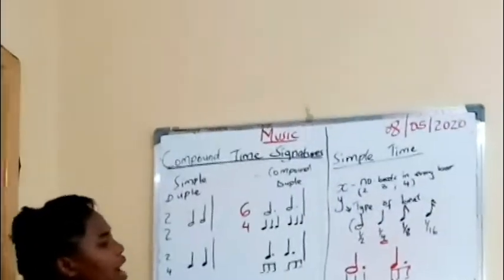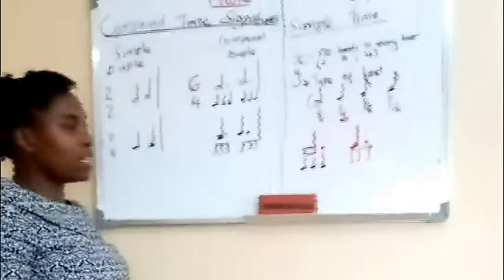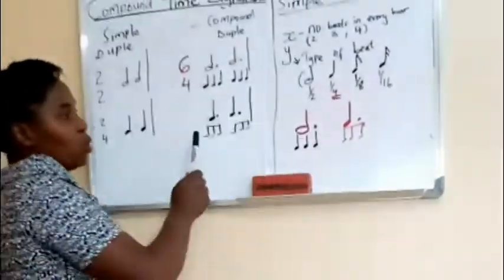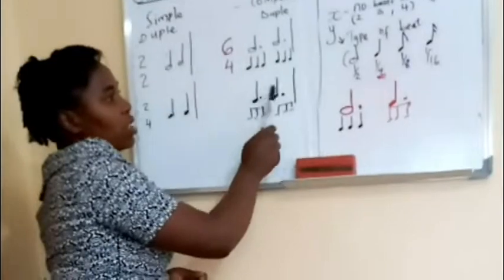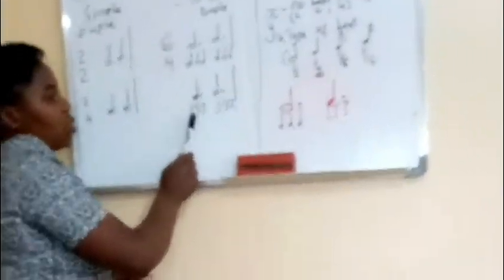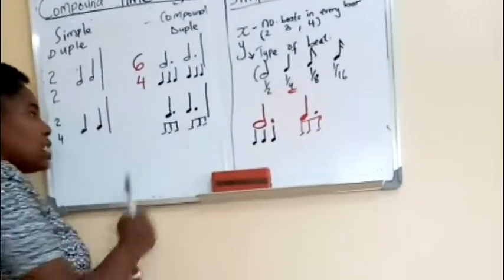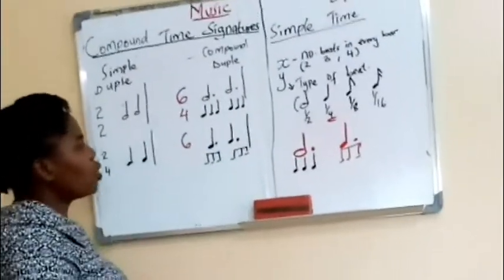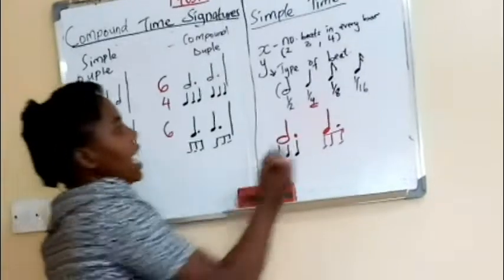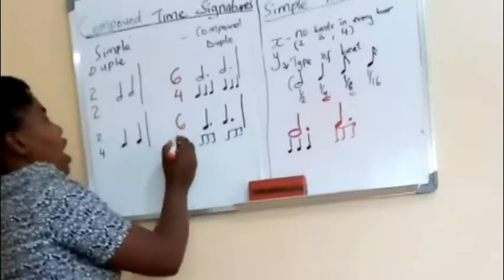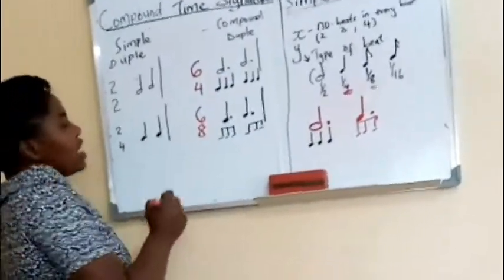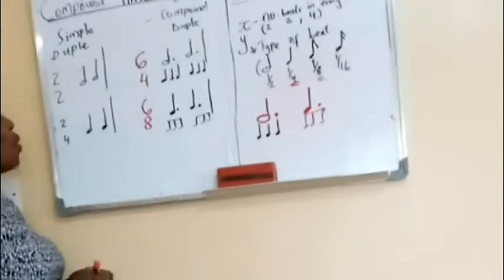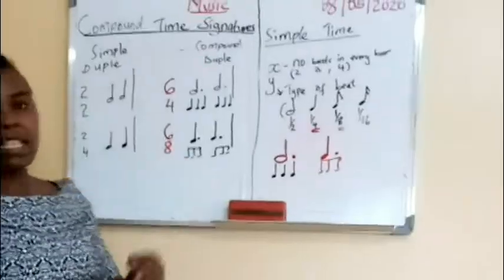So how many notes are here? Let us count. Remember, the top number tells us the number of beats in every bar. So we are going to use these ones and not these ones. So 1, 2, 3, 4, 5, 6. So the top number takes 6. But these notes are quavers. So 8 stands for a quaver. So 2 4, when you change it in compound time, becomes 6 8.